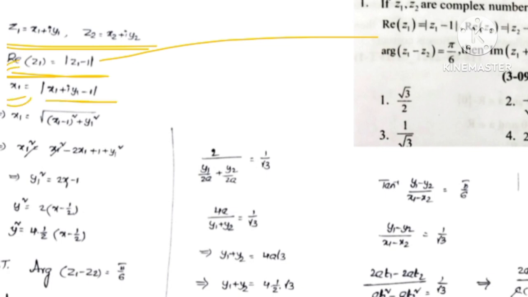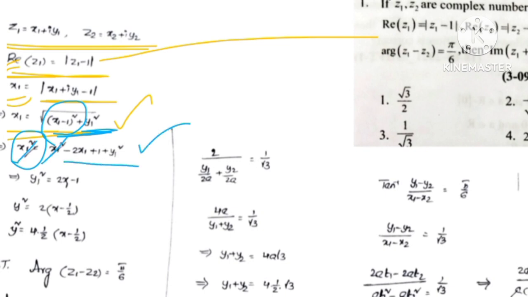See here, first take the Z1, Z2 complex numbers, next take the given condition, real part of Z1 is equal to modulus of Z1 minus 1. What is real part of Z1? x1. Replace the Z1 complex number and find the modulus value. Now in the next step, do the squaring on both sides. Then we get x1 square is equal to, the square root gets cancelled. Now take the expansion: x1 square minus 2x1 plus y1 square.